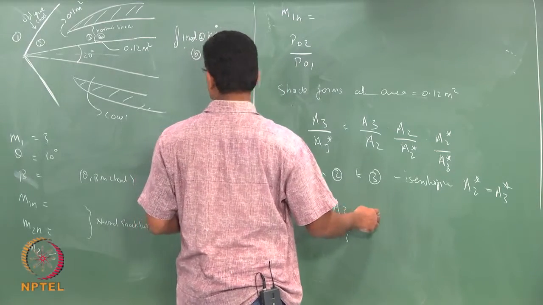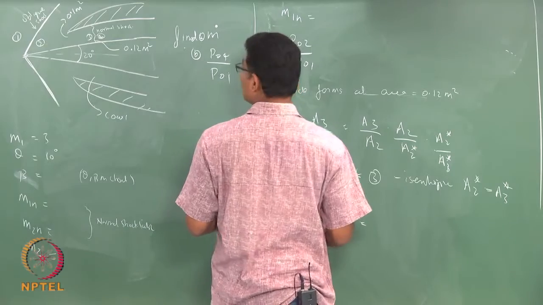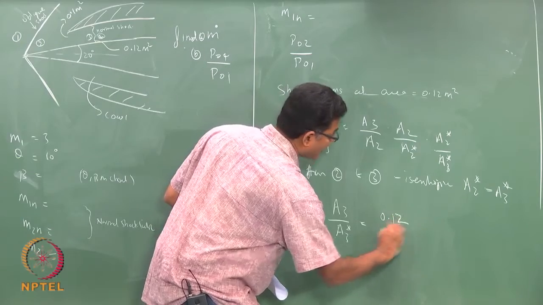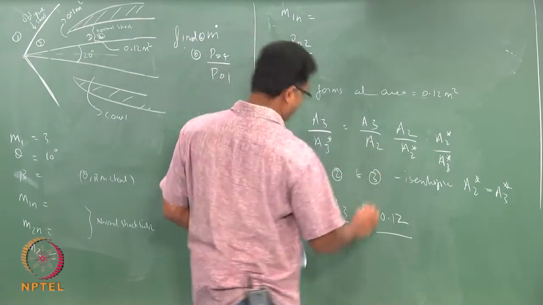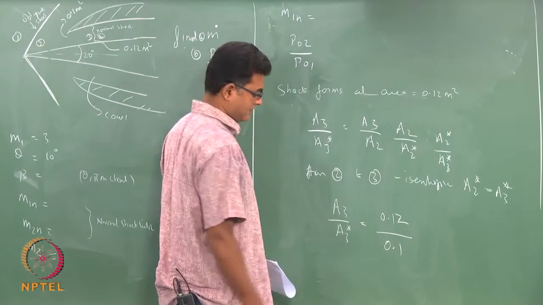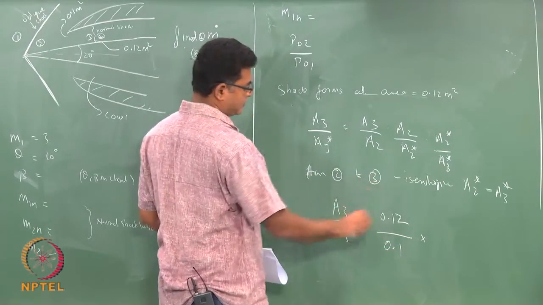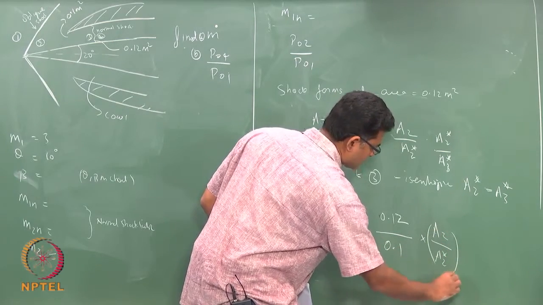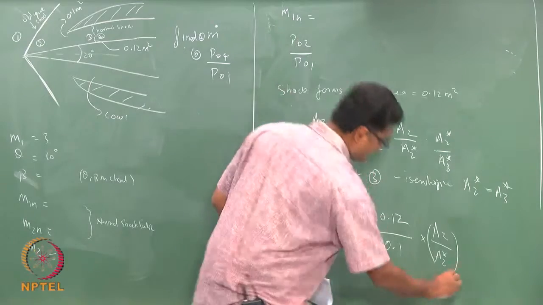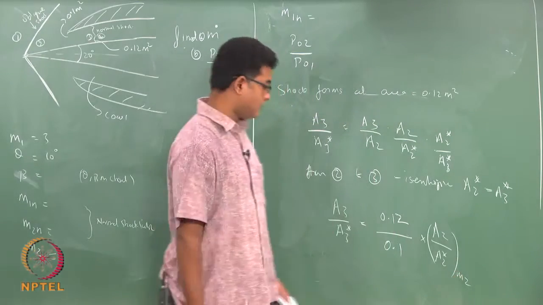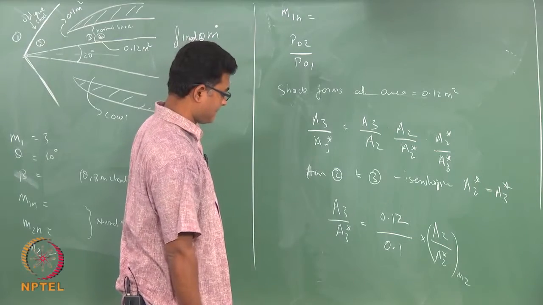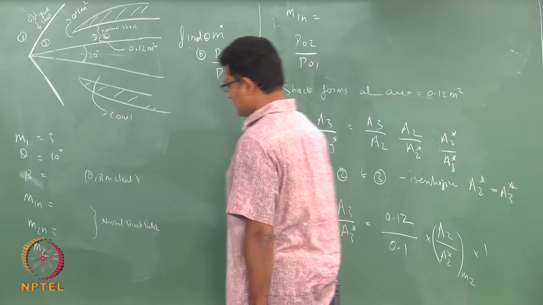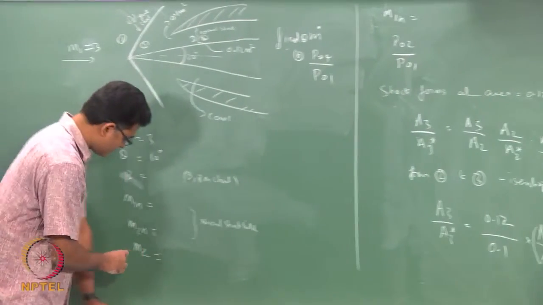A3 is 0.12 divided by A2 is 0.1, into A2 by A2 star of, associated with M2, and this is 1. Okay. So, I come back and put the values here.